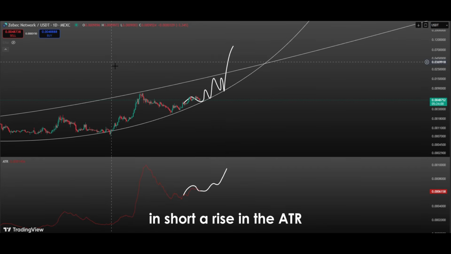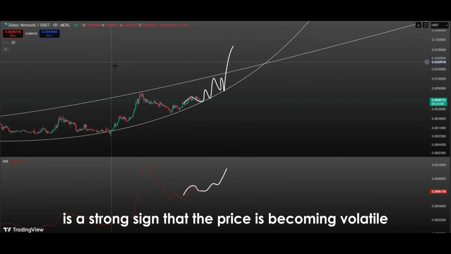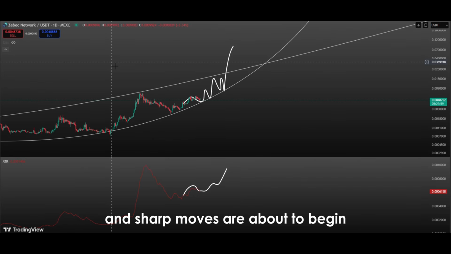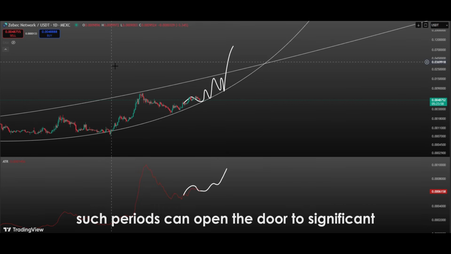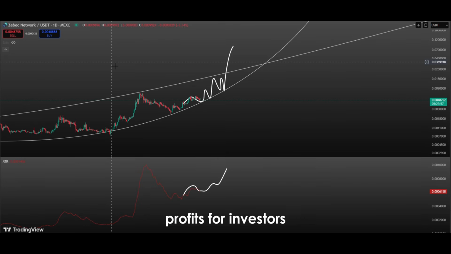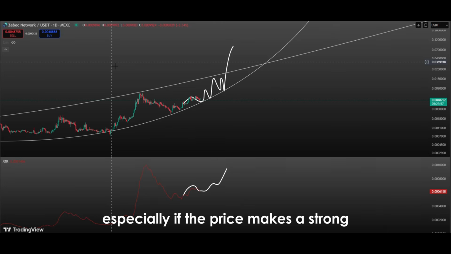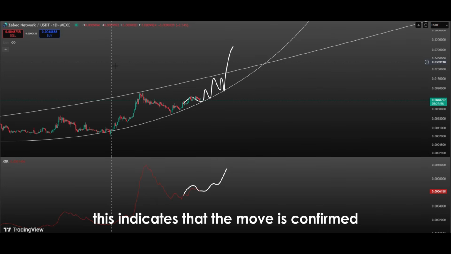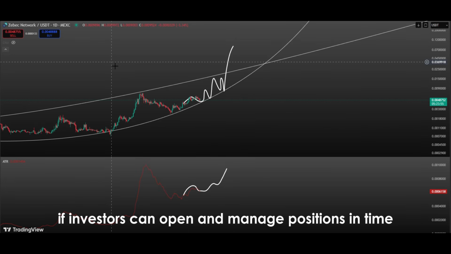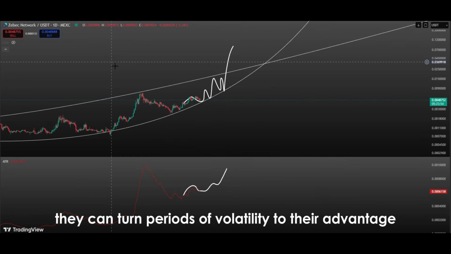In short, a rise in the ATR indicator is a strong sign that the price is becoming volatile and sharp moves are about to begin. This carries both opportunities and risks. With the right strategy, such periods can open the door to significant profits for investors, especially if the price makes a strong technical breakout while ATR is rising. This indicates that the move is confirmed and momentum is high.